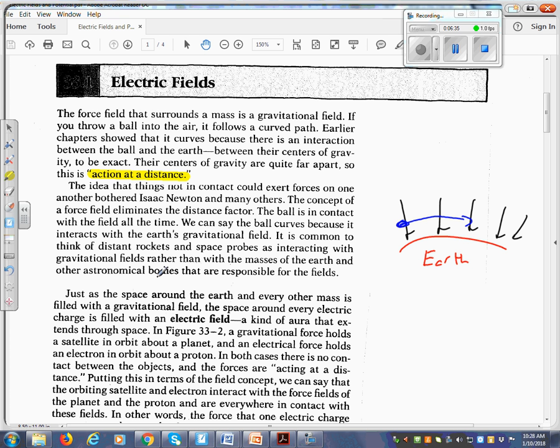Just as the space around the Earth and every other mass is filled with the gravitational field, the space around every electric charge is filled with an electric field. And the electric field is some kind of aura that extends through space.